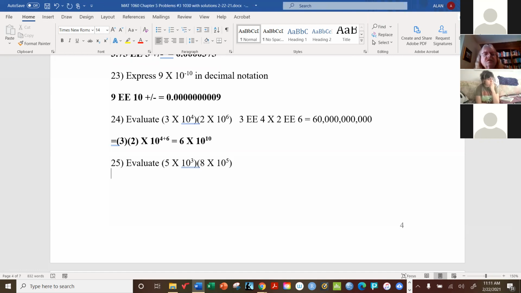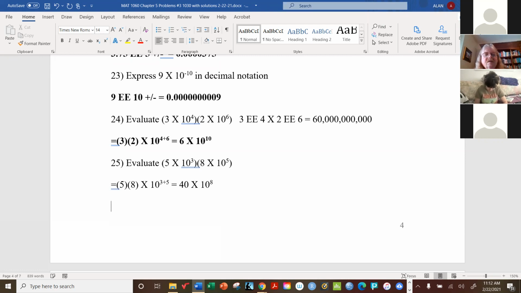All right, now, here's an interesting one, because we're going to have 5 times 8 times 10. The exponent here is 3 plus 5, of course. So you might say to yourself, all right, well, what's the problem? It's 40 times 10 to the 8th. But remember what we said a few minutes ago, by convention, you want one digit in front of the decimal point. So how do we adjust this thing?